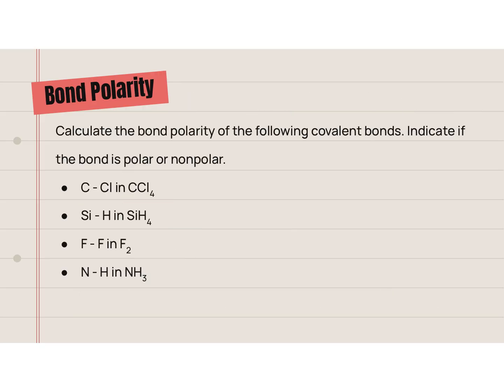So this is the last thing that we're going to do in this video lesson. We're going to calculate the bond polarity of the following covalent bonds and then indicate if this bond is polar or nonpolar, or in some cases, very rare, ionic. Let's first start with this C-Cl bond in the CCl4 molecule.